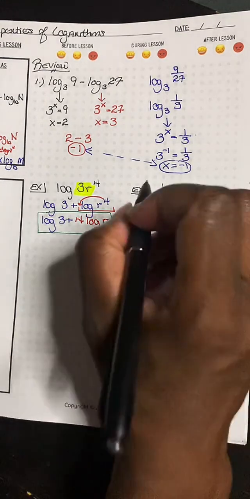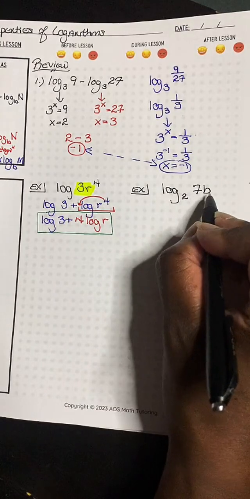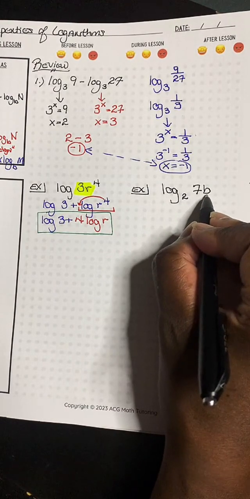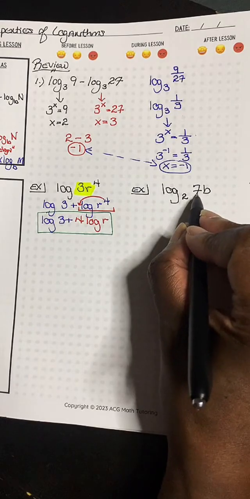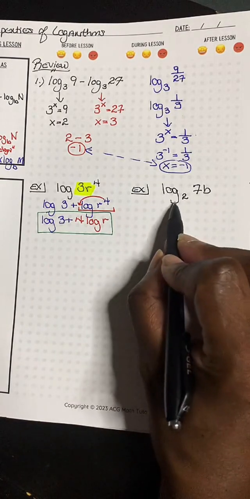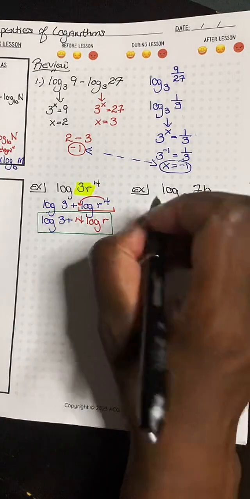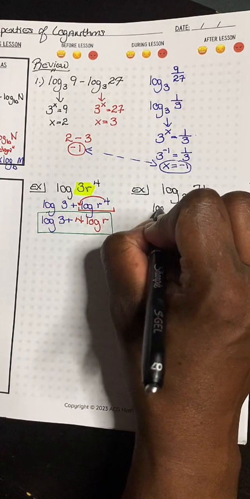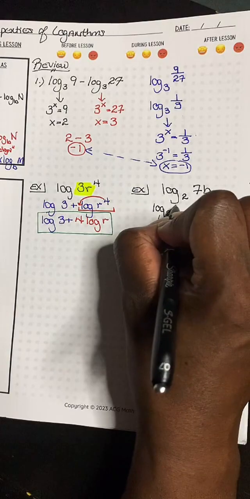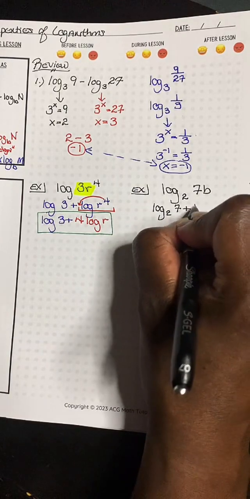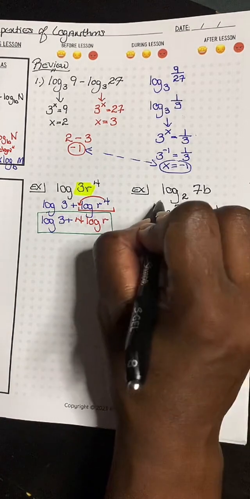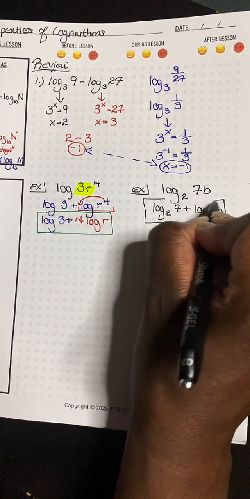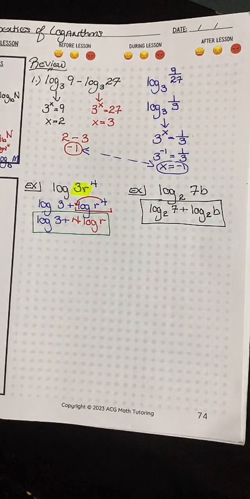It was logs. All right. So since it's 7b, that means 7 times b. So that means we're using the product rule, just like how we did for this one. So we're splitting up the 7 and the b, and each of them is going to get their own log of base 2. So we have log base 2 of 7 plus the log base 2 of b. That's all you had to do.